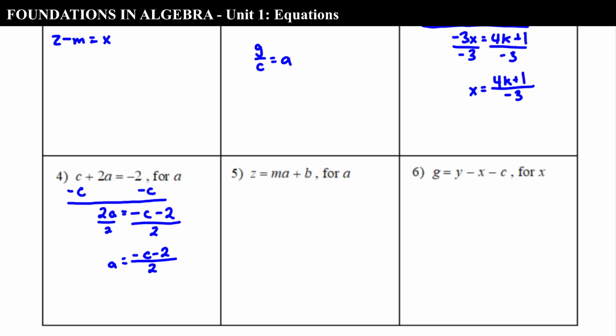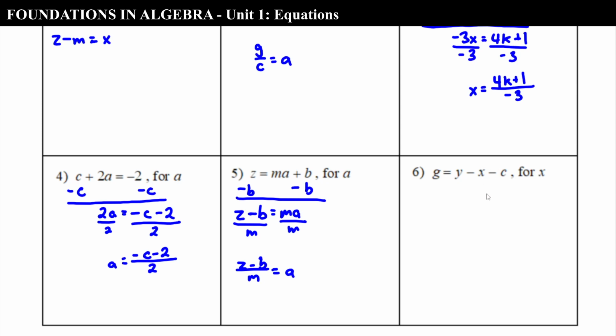For number 5, we are going to solve for a. So let's get rid of the b first by subtracting it. z minus b equals ma, and then we're going to divide by the m to get the a by itself. And so z minus b over m is what is equal to a.